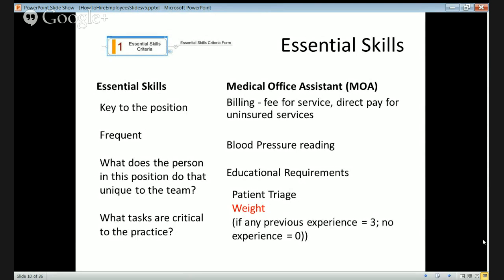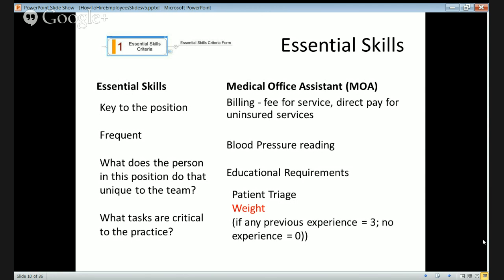For example, for patient triage, you will weight the relative ranking of those skills. So patient triage is something that you can train on the job. However, if they've had any previous experience doing patient triage, you don't have to train them. So you want to give that skill set a value between 1 to 5, or 1 to 10, about how important is this skill set on the job. So we're suggesting a ranking scale out of 10. 10 is critically important.